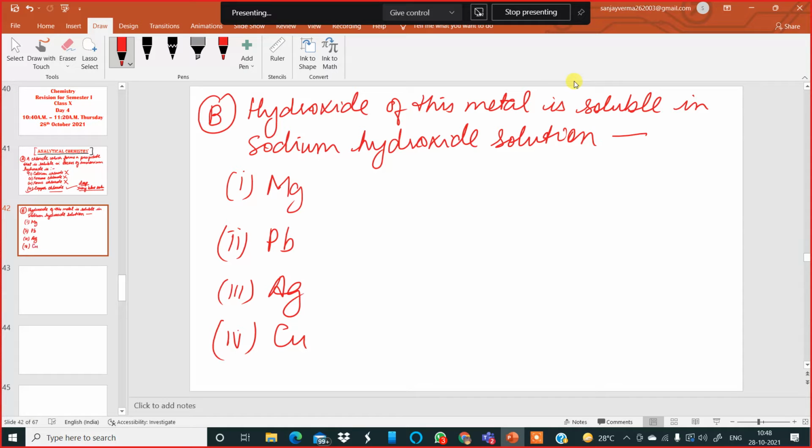So, which metal hydroxide is soluble in sodium hydroxide solution? It is lead. This is the correct answer. It cannot be magnesium hydroxide. It cannot be silver hydroxide. It cannot be copper hydroxide. Number B is done. Now let us move to the next one.